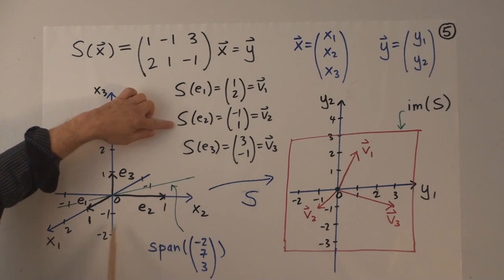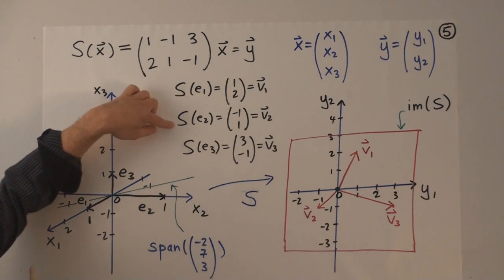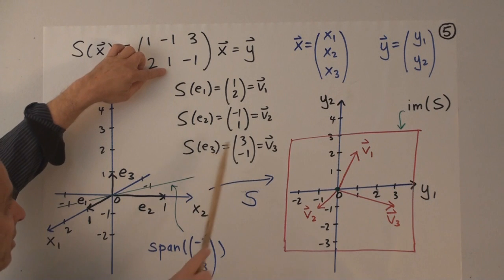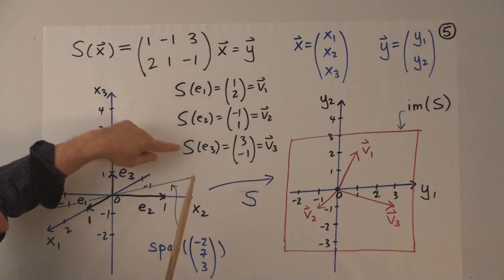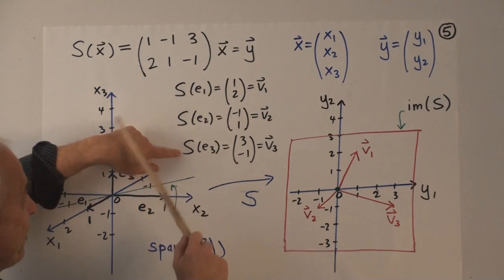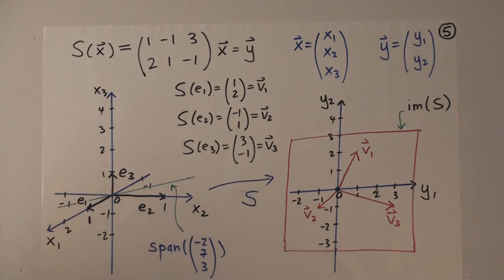When you apply the transformation to e2, you're multiplying by 0, 1, 0. That's the second basis vector. You're picking up the second column, minus 1, 1. We'll call that v2. And S of the third basis vector, that's 0, 0, 1, gives the third column, 3, minus 1, which we'll call v3.